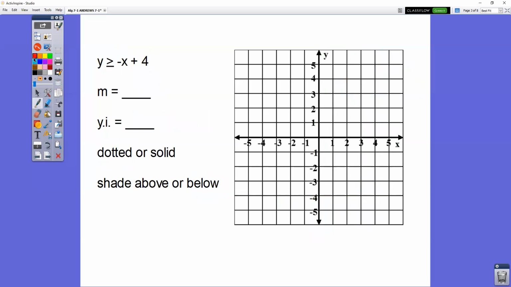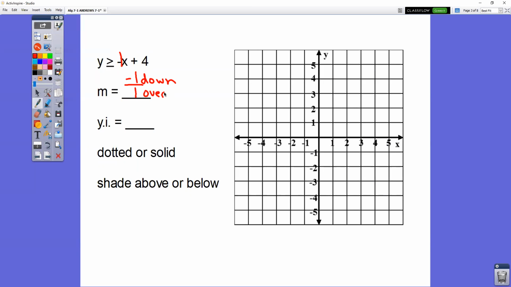So in this next one, we have y is greater than or equal to negative x plus 4. Now, anytime that you have a letter all by itself, there's really a 1 in front of it. So there's really a 1 in front of that x, or a negative 1 actually. We want to write that as a fraction because slope, your m, is always written as a fraction. So your slope is going to be negative 1 over 1. What that really means, because it's negative, is down 1 and over 1.